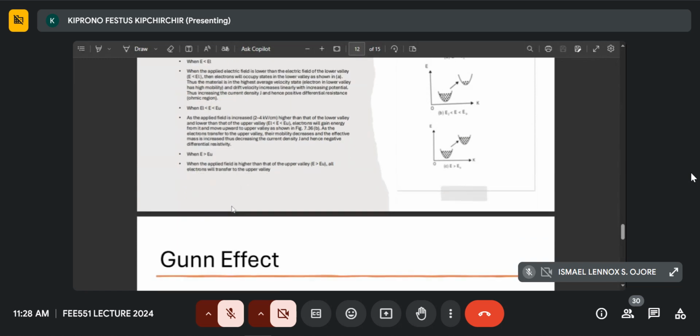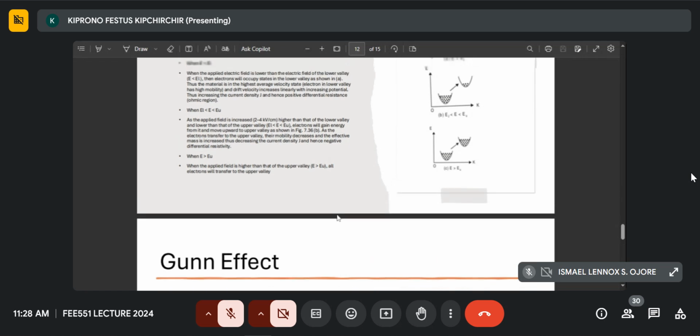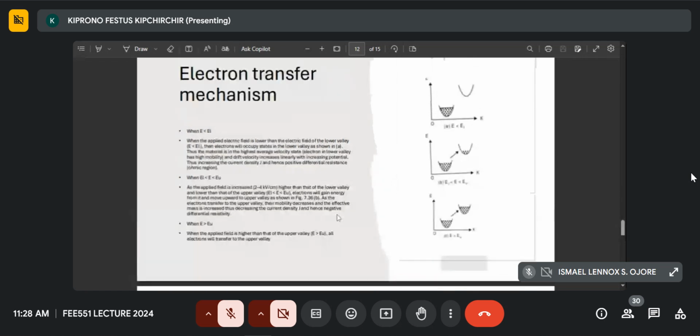So the final case here is when the applied field is higher than the field in the upper valley. All electrons will be transferred to the upper valley because we've broken the threshold that needs to be overcome for electrons to move from the lower valley to the upper valley.